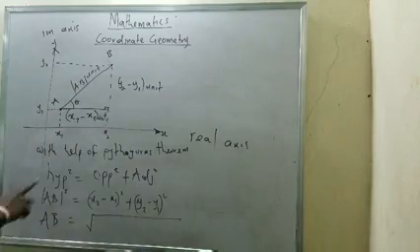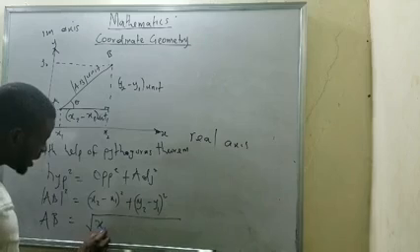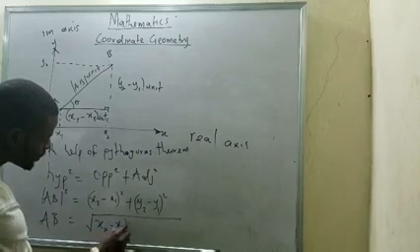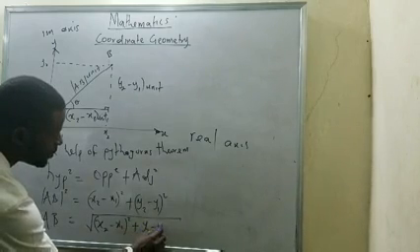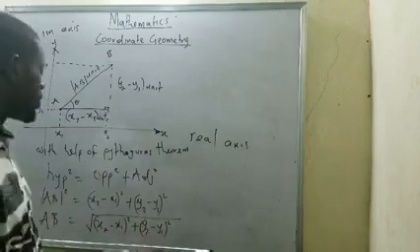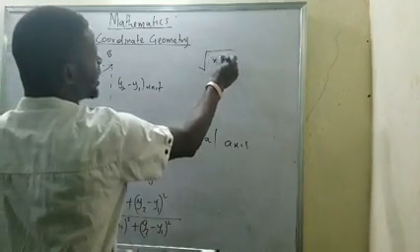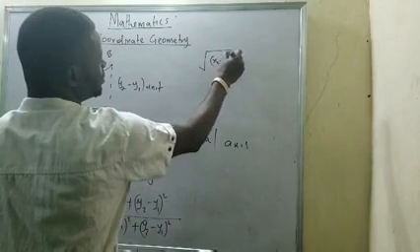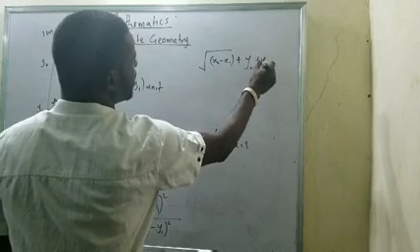Now, I can move on to my distance of AB equals root of, I square both sides, which gives me x2 minus x1, plus y2 minus y1. Now, there must be brackets inside the root. Many of us normally write our root this way: x2 minus x1, plus. Okay, let me just put minus.